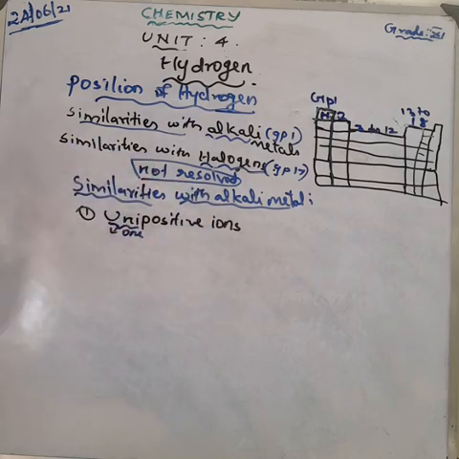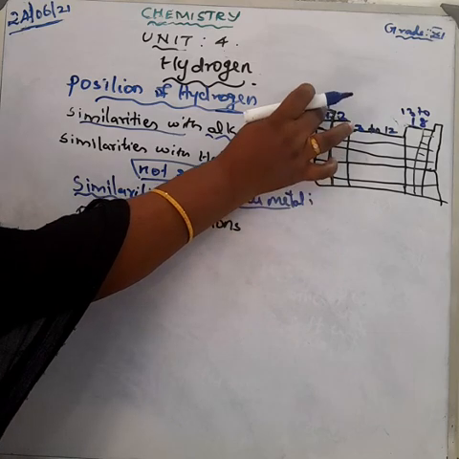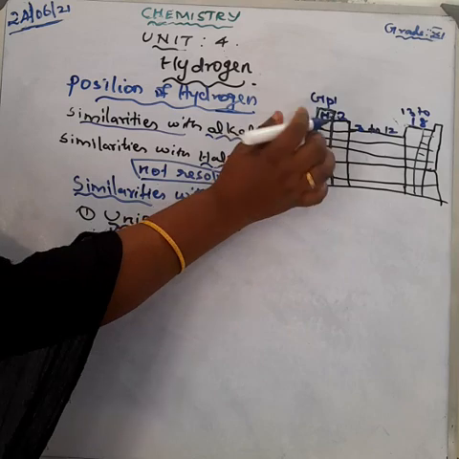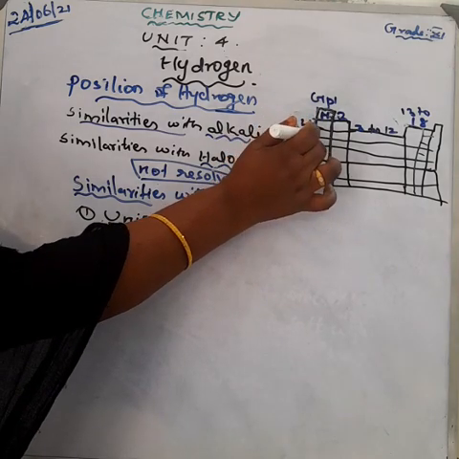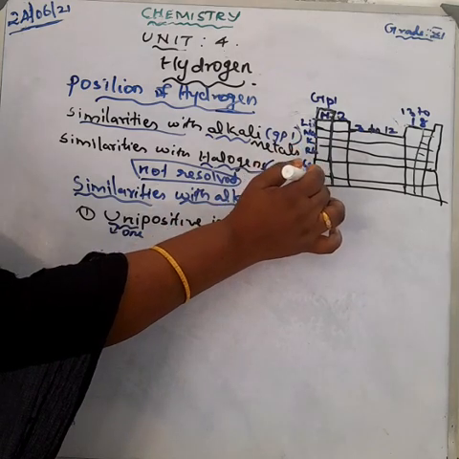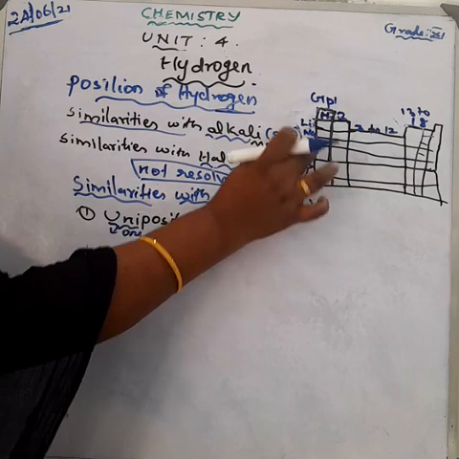What are the alkali metals? What do you mean by alkali metals? What are the group first elements we call the alkali metals? What are the elements in the first group? Lithium, sodium, potassium, rubidium, cesium, francium. These are the first group elements.